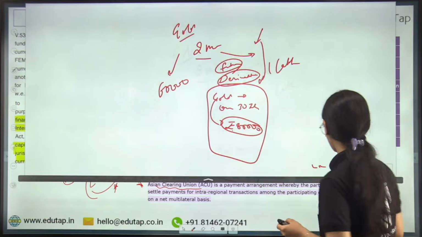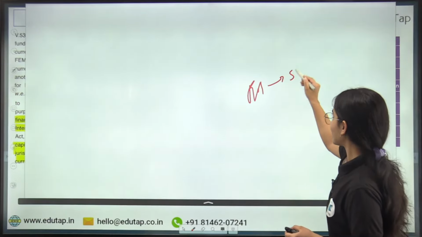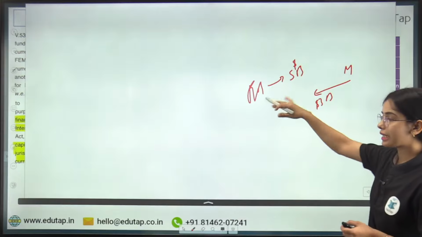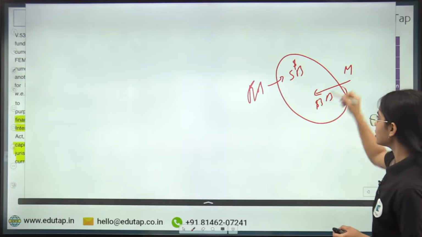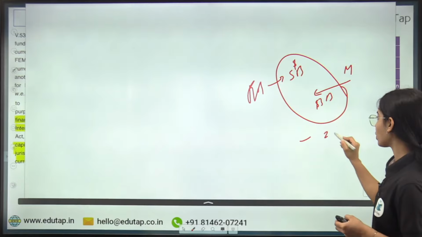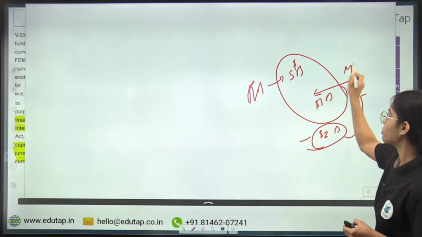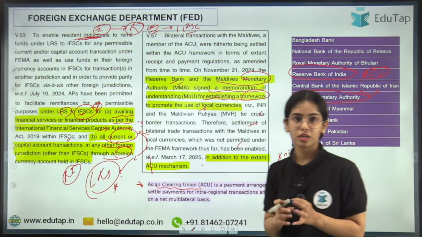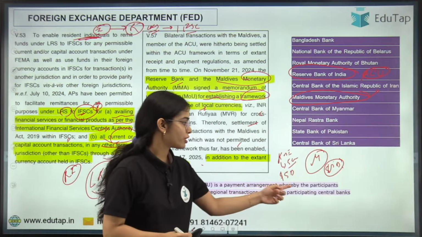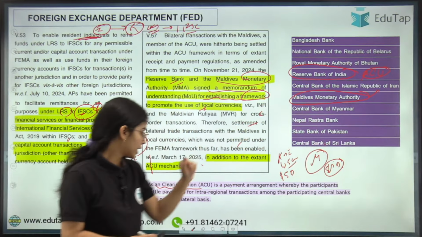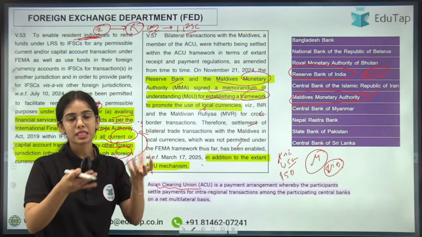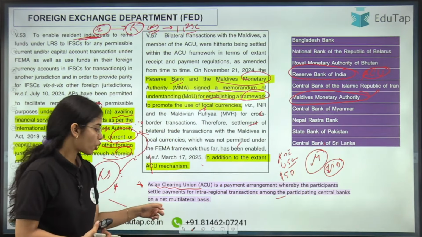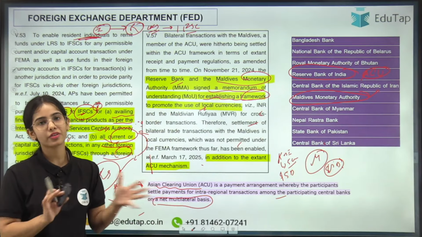So RBI has to give $5 billion to Maldives, let's say, and Maldives has to give $3 billion to India for the trade that India and Maldives have done. So on the net basis, the settlement will happen, and only $2 billion will be transferred to Maldives from India, because India had to transfer a higher amount. The Asian Clearing Union is a payment arrangement whereby the participants settle payments for regional transactions among the participating central banks on a net multilateral basis.